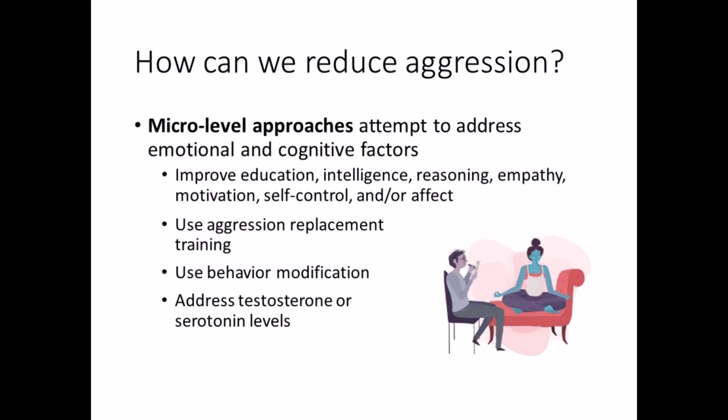This could include therapy or learning activities aimed at improving one's education, intelligence, reasoning abilities, empathy, motivation, self-control, and emotional disposition. Aggression replacement training, for example, attempts to teach people how to respond more appropriately to aggressive stimuli. Help people modify their habits and actions through behavior modification. And finally, some people may benefit from addressing hormonal imbalances or low levels of serotonin.